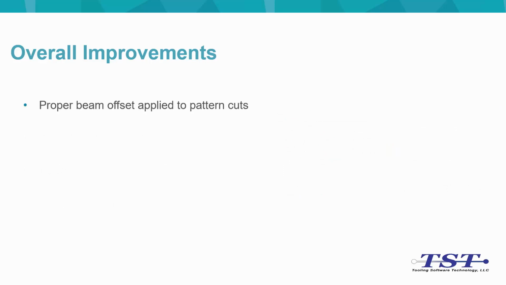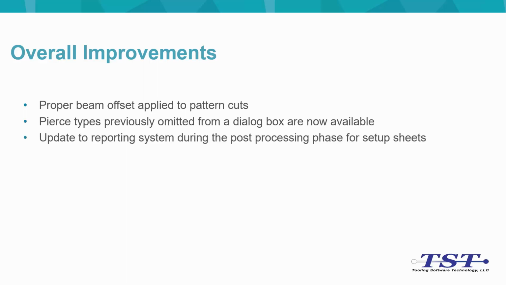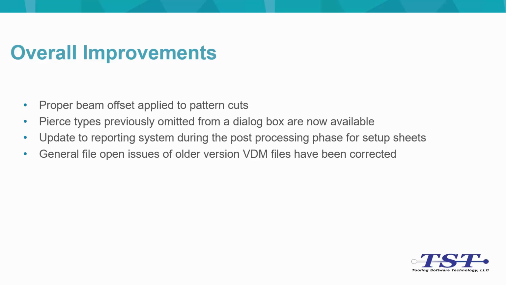Continued overall improvements. They've corrected the beam offset when it's being applied to pattern cuts. The pierce types previously omitted from a dialog box are now available. There was an update to the reporting system during the post-processing phase for the setup sheets. There were some general file open issues attempting to open older VDM files. This has now been corrected.